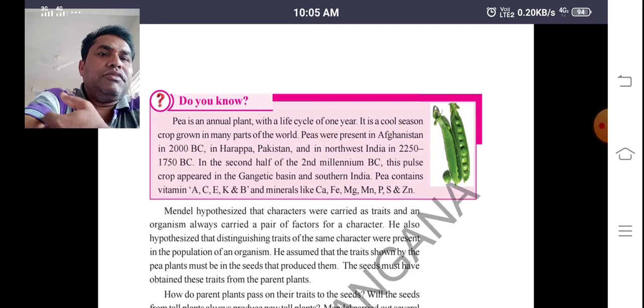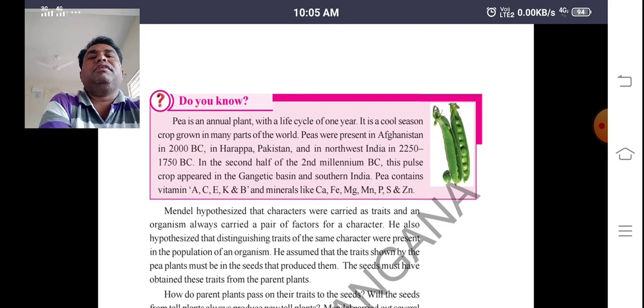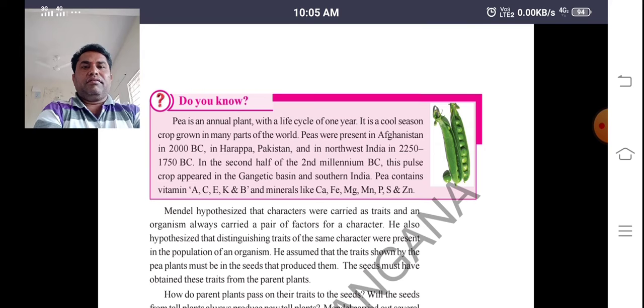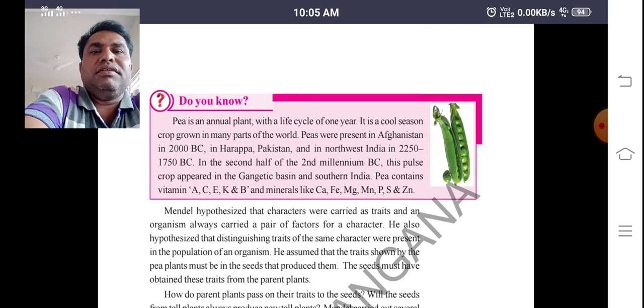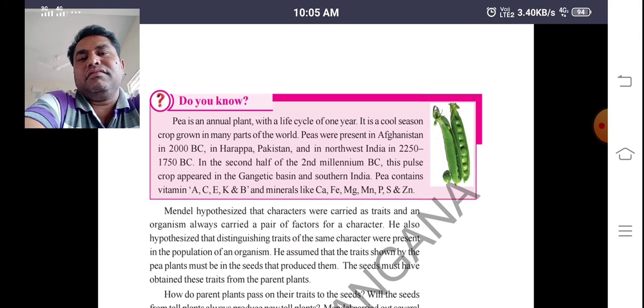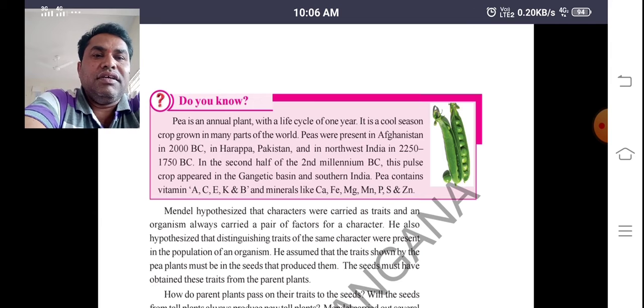Today let us discuss an important concept, that is, why Gregor Johann Mendel selected the pea plant for conducting experiments. Also we discussed it last day. Again, some more important points about the pea plant are given in this box. So let us go to that.